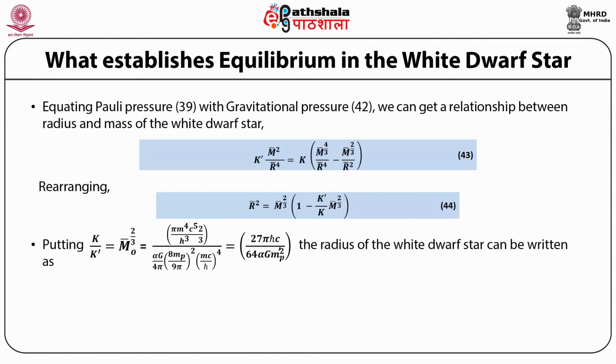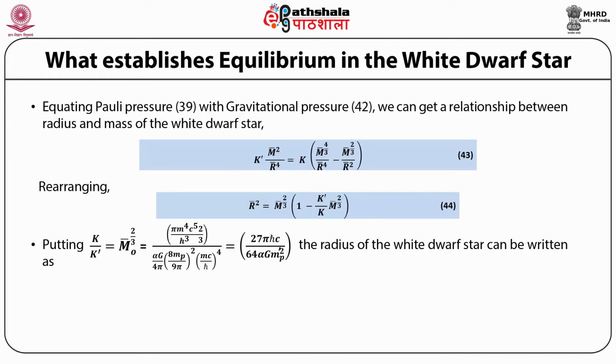Putting k upon k dash is equal to M bar naught raised to power 2/3, which is equal to 27π ħc upon 64 times α times G m_p squared.